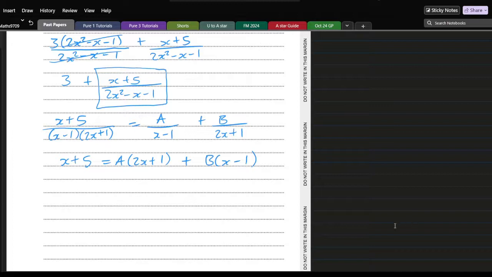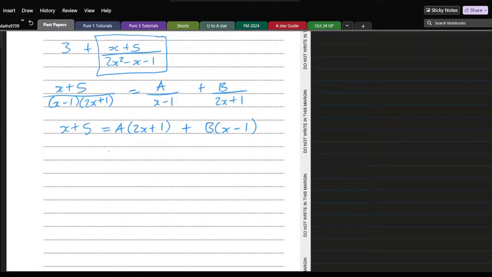Okay, so let's start by evaluating A. To evaluate A, we have to make this bracket over here 0, and that means we have to make x equal to 1 for that bracket to be 0. So that becomes 1 plus 5 is equal to A times (2 times 1 plus 1). So 6 is equal to, that's 2 plus 1, which is 3A. Divide both sides by 3. A is equal to 2.